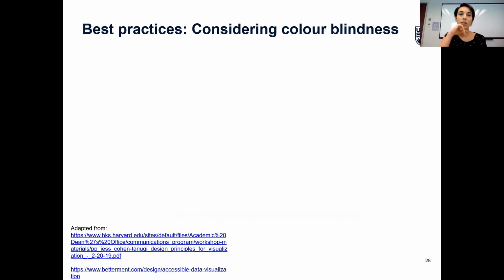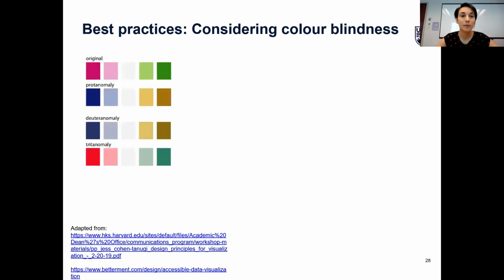The last point I want to talk about is best practices in considering color blindness. Again, thinking about issues around accessibility and making sure that people can perceive the colors that you're using, whatever those may be and in whatever circumstances those might be. This is an example here showing how different types of color blindness or color sensitivity can be perceived.